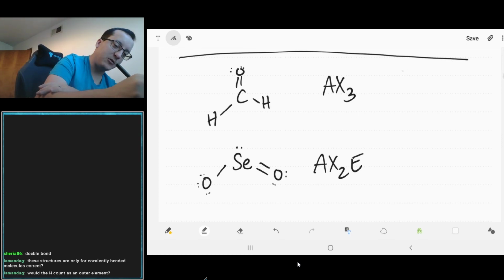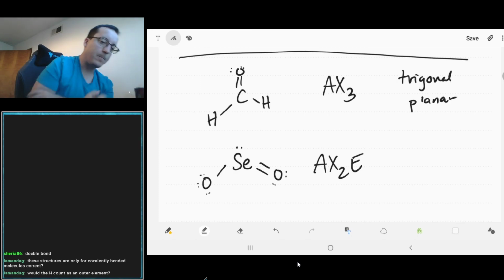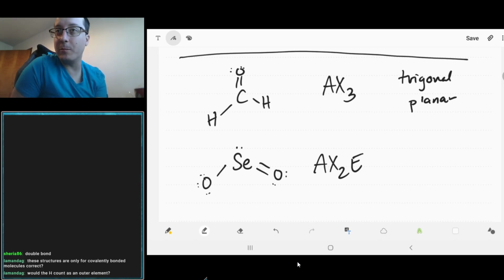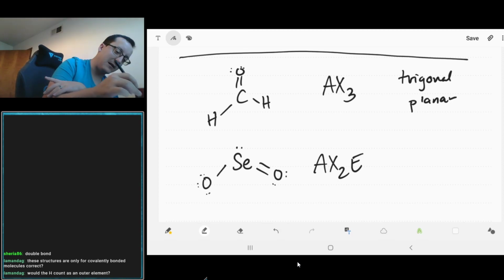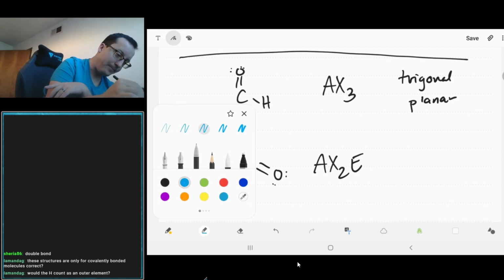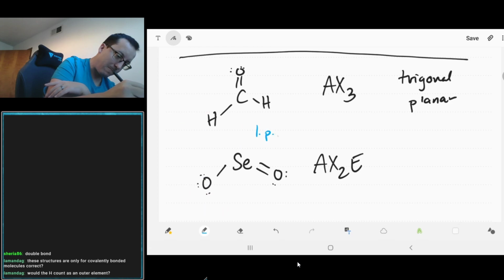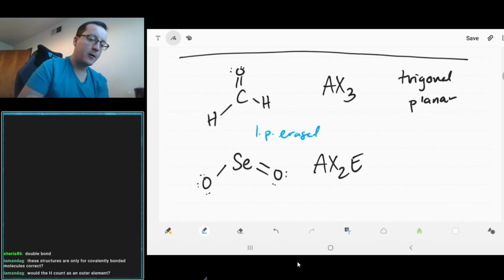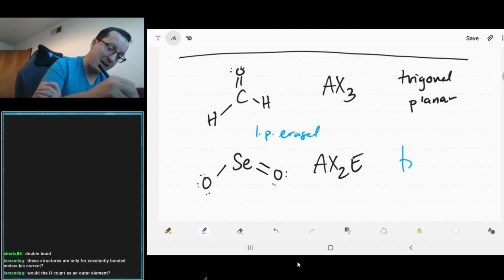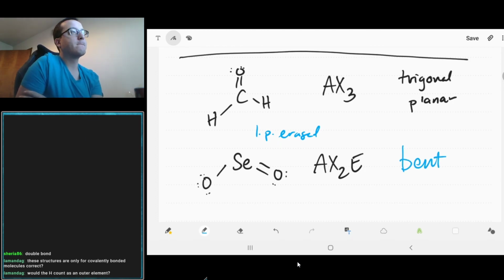This one is going to be trigonal planar for molecular geometry because there are no lone pairs on carbon, so nothing's going to change. And if we look at that selenium and pretend the lone pair isn't there, we end up with a bent molecule again. So just like water was bent, this selenium dioxide is also bent.